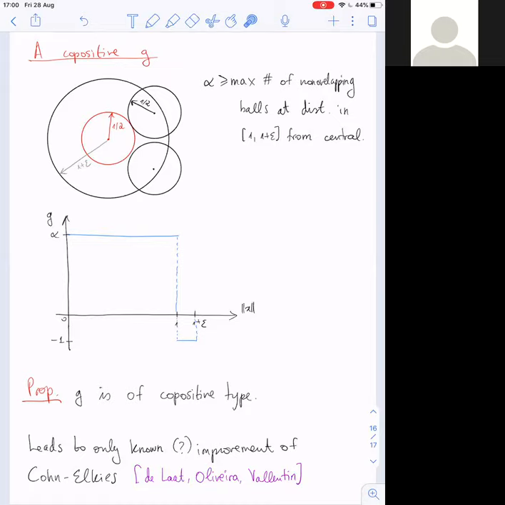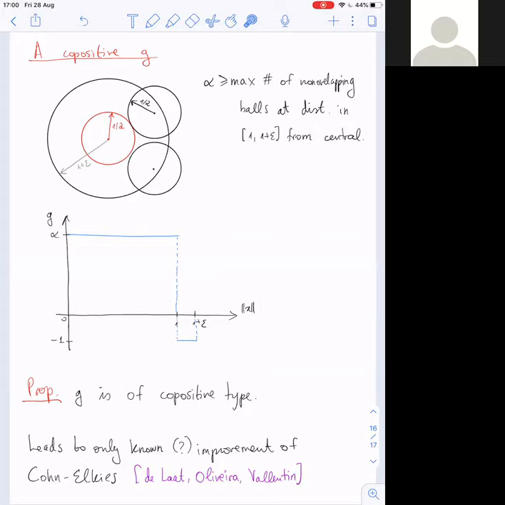And then the following radial function is actually copositive type. You just set G to be equal to alpha for all the distances from 0 to 1, and then equal to -1 from 1 to 1 plus epsilon, okay? And then 0 everywhere else. So this is your function G. And this function is copositive. It's actually non-trivial to prove it.